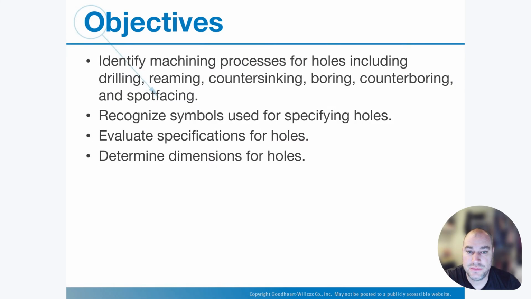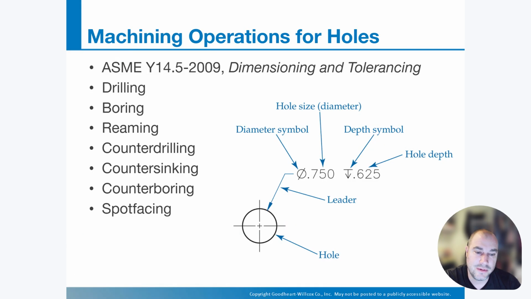Identifying machining process for holes, including drilling, reaming, countersinking, boring, counterboring, and spot facing. Recognize symbols used for specifying holes. Evaluate specifications for holes. Determine dimensions for holes. Okay. You want to be able to do all of those things, obviously.